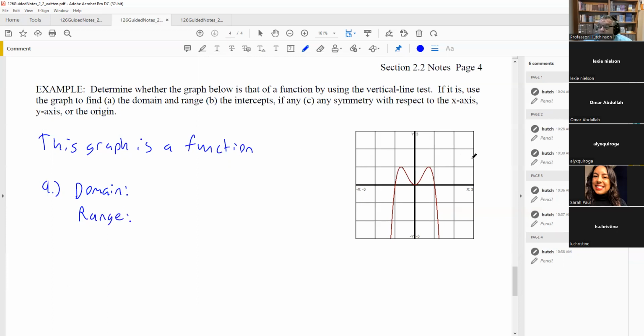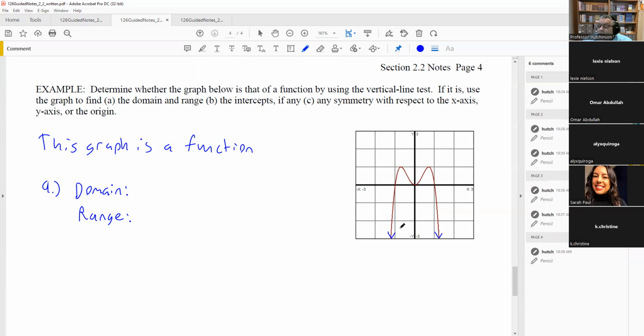Okay, so domain and range. Now, what makes this problem different than the ones that we did before is notice that this problem does not have open or closed circles. Essentially, what this means is that this graph goes down here forever. Okay, so it keeps on going down there.